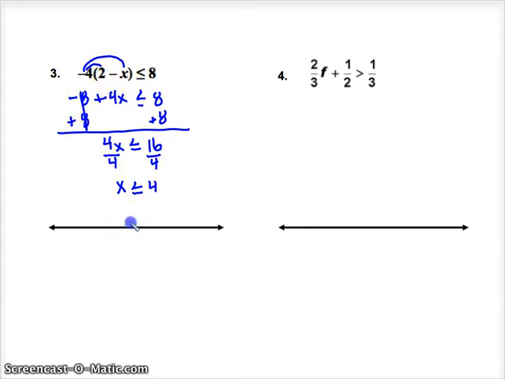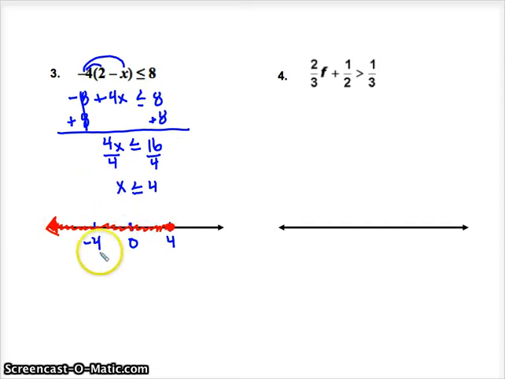Now, time to graph. I'll label 0, I'll label 4, and I'll label -4. Since the inequality symbol is less than or equal to, I will go ahead and put a closed circle at 4, and I'll be shading all of my values that are less than. Also notice that at the end of my graph, I make an arrow so that those values continue on past my number line. All right, looking at question 4.